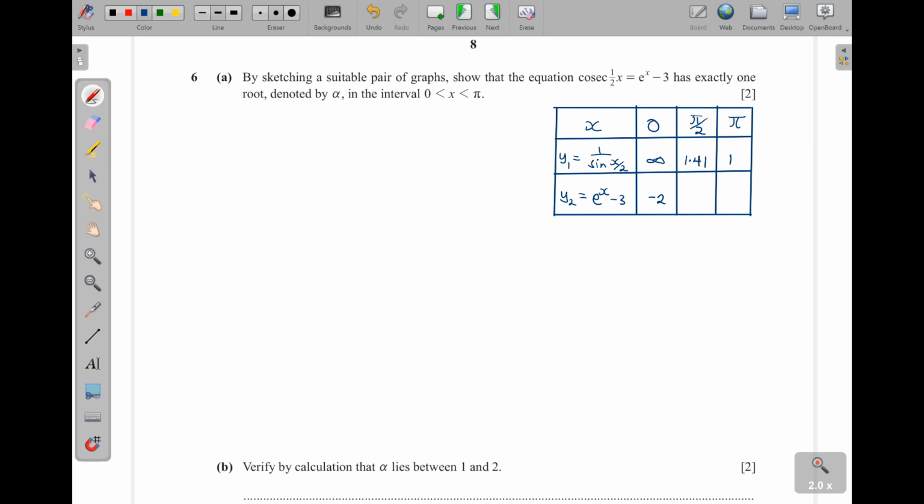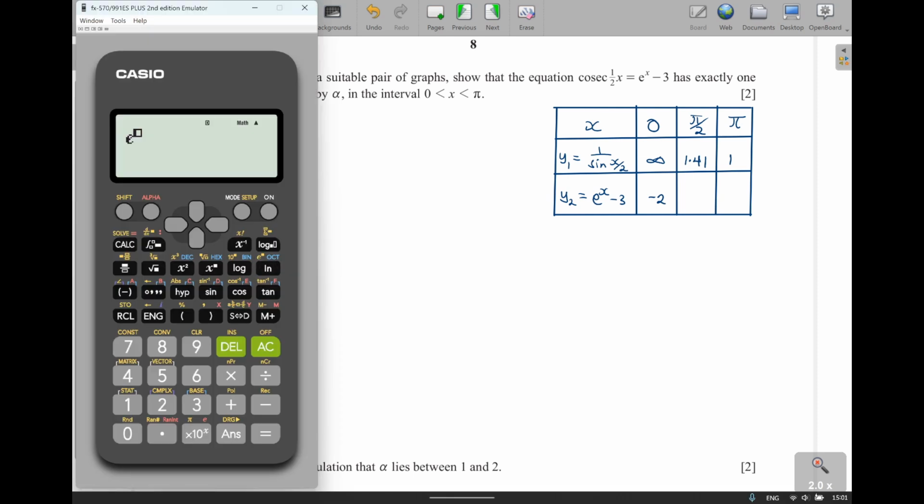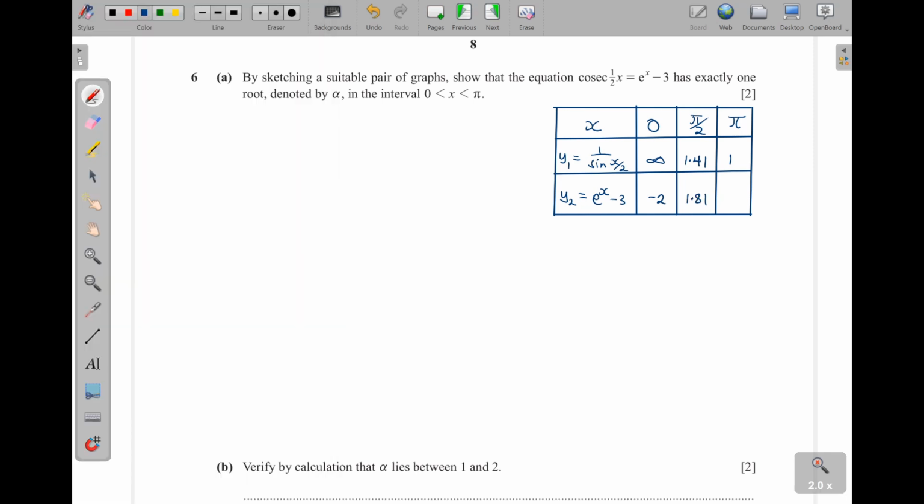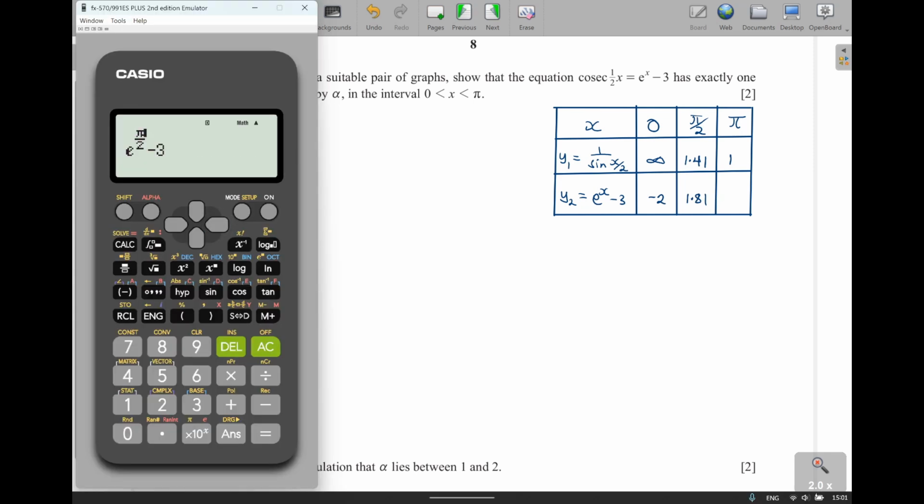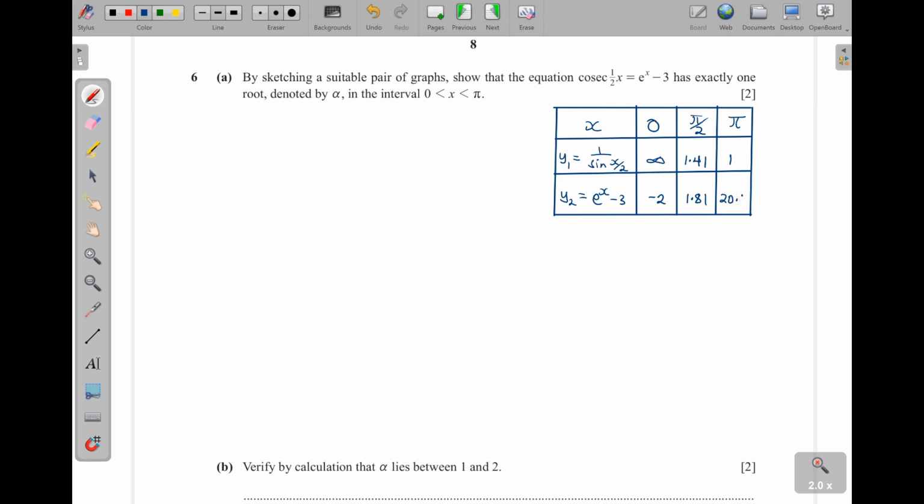Then how about this other one here? When we put pi over 2 as an exponent of e then minus 3, what do we get? E to the power of pi over 2, then after that, minus 3. This one gives us 1.81. So I'll just come to this one here and then I'll put pi. So e power pi, then minus 3. That is 20.1.